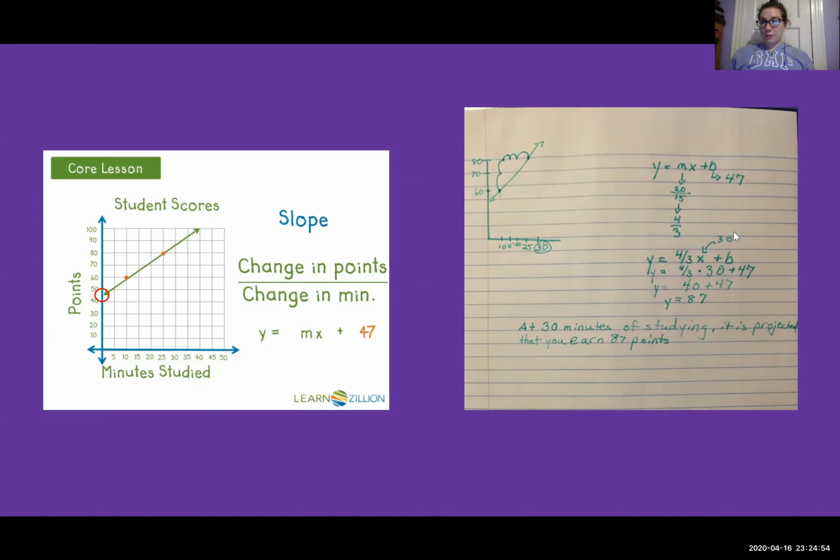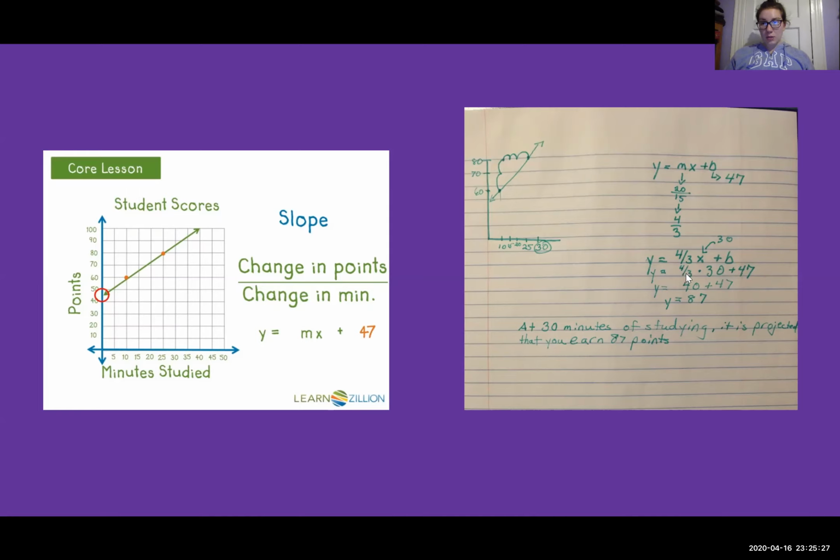I have my value that I want to figure out. So I'm inputting my independent variable, which is my x. So I input a 30. Whenever the coefficient is next to the variable, so the coefficient is just any number in front of your variable, you're going to multiply those. So now that I rewrote it, it is y equals 4/3 times 30 plus 47.